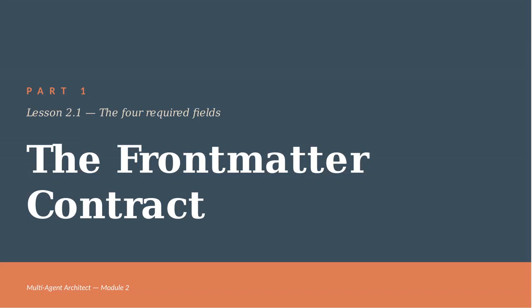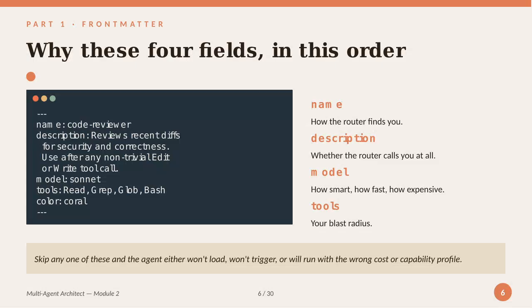Part 1. The frontmatter contract. The 4 required fields, and what each one buys you. Here's a canonical frontmatter block for a code reviewer agent. 5 lines of YAML at the top of the file. Each line maps directly to one of the 4 contracts we just introduced. Name. How the router finds you. Stable kebab case, the same in code and in conversation. Description. Whether the router ever calls you at all. We come back to this in part 2 because it deserves its own lesson.